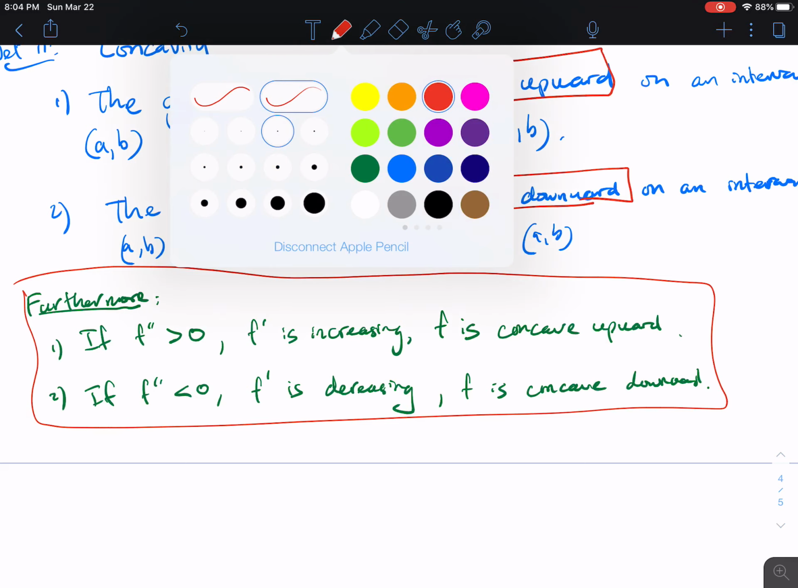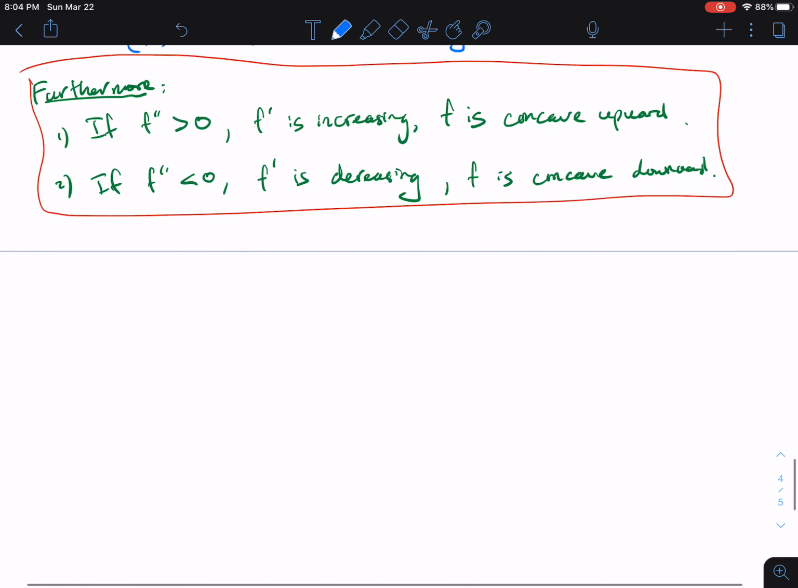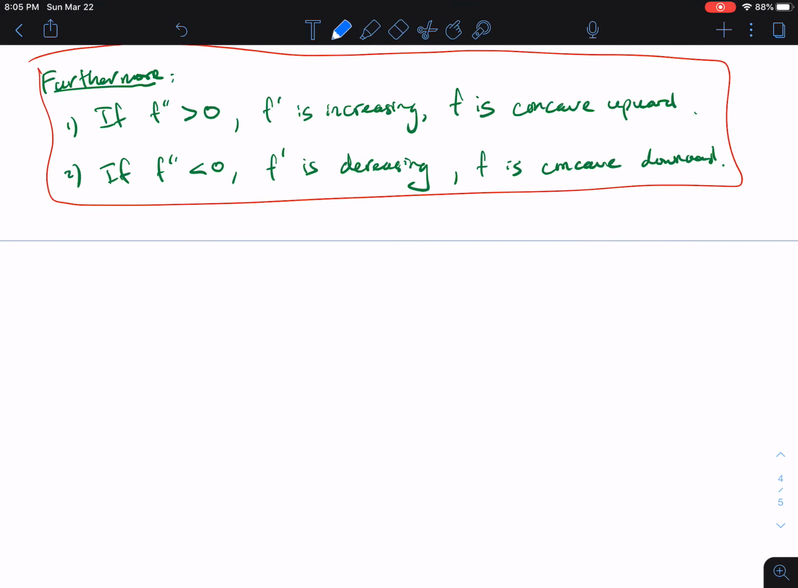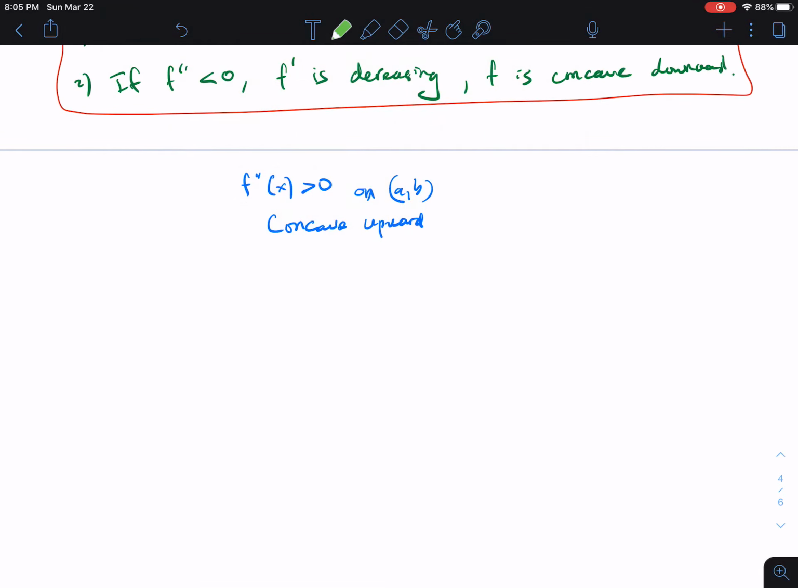The next thing we're going to try to do is capture this concept of concave upward and downward through a variety of different types of graphs. So let's say f double prime of x is greater than 0 on the interval AB. This will establish a concave upward type of graph. We have these types of graphs here. We have the function concave upward like that.